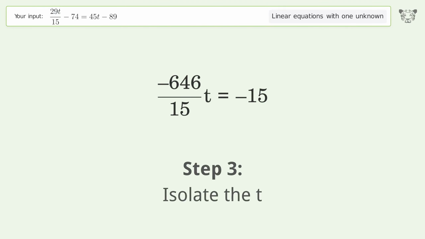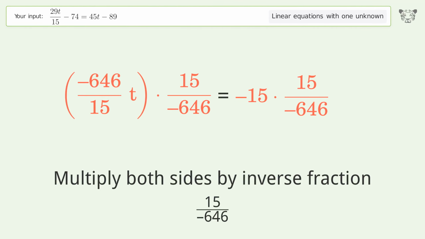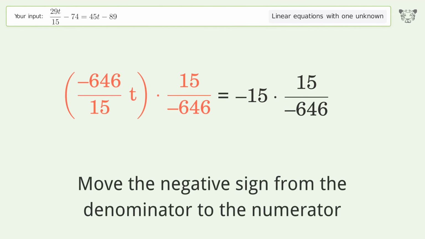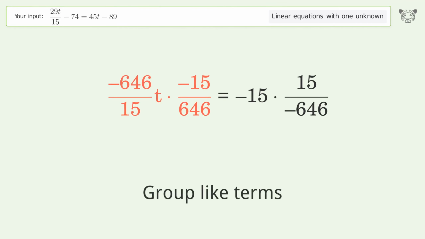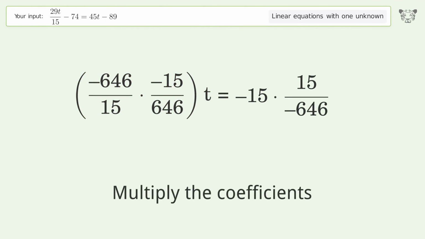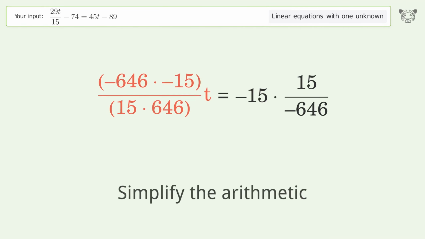Isolate the t. Multiply both sides by inverse fraction 15 over negative 646. Move the negative sign from the denominator to the numerator. Group like terms. Multiply the coefficients. Simplify the arithmetic.